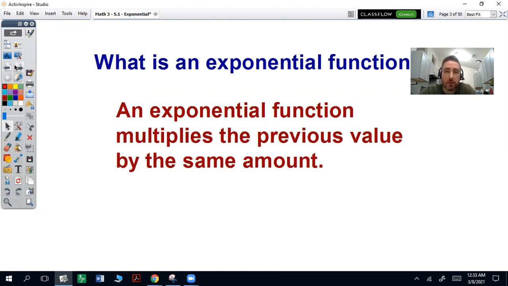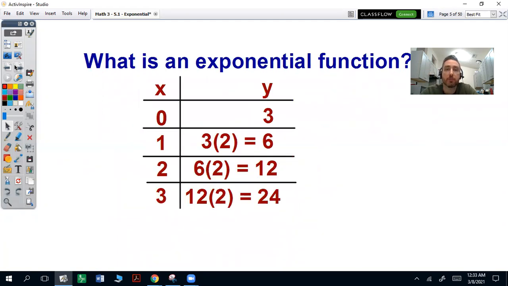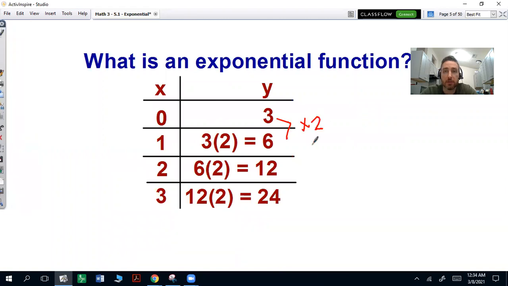So for example, maybe you start with the number 3. So when x is 0, y is 3. And you multiply each previous value by 2. That might look something like this. You have 3 here, and then you take that 3, multiply it by 2, you get 6. Multiply that 6 by 2, you get 12. Multiply that 12 by 2, you get 24.